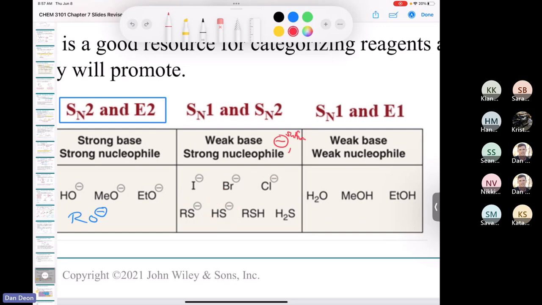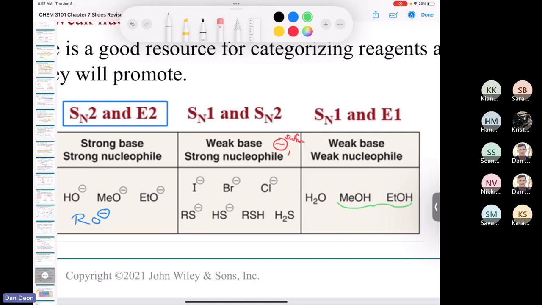Now, if you're wondering about the thiol and hydrosulfide, why are they good nucleophiles? Obviously, they're weak bases. I mean, they don't have a negative charge. But the reason they're good nucleophiles is because they're highly polarizable, because sulfur is much bigger than oxygen, so it's a polarizable atom. All right, and then the last category is the one we see the least, but it's the one we've studied quite a bit this morning, and that is something that's a weak base and a weak nucleophile. It's basically alcohols, so ROH, or water.